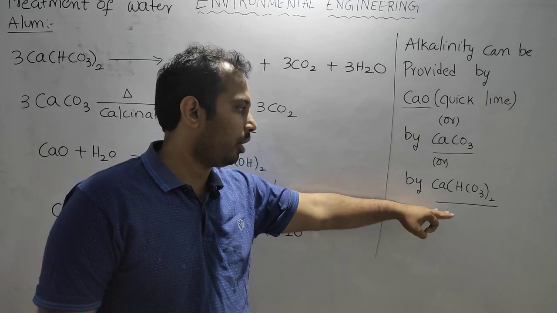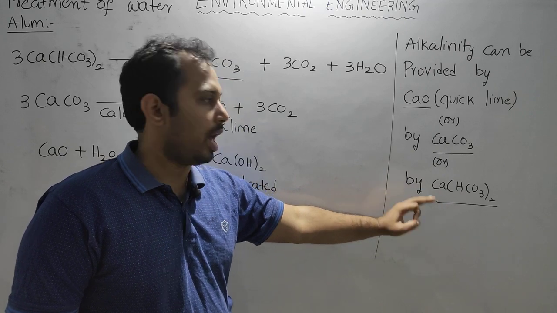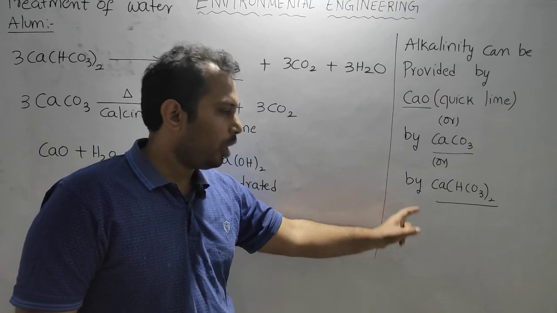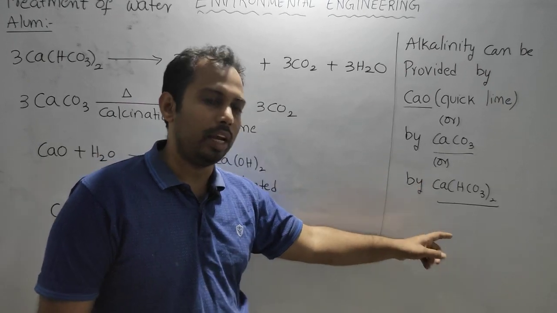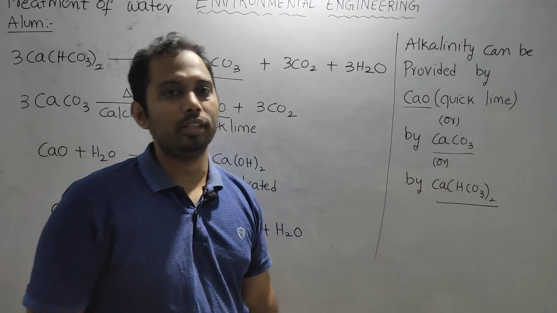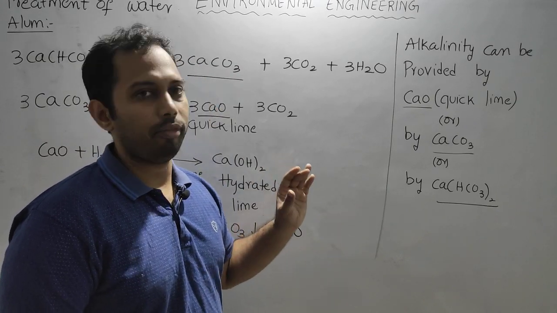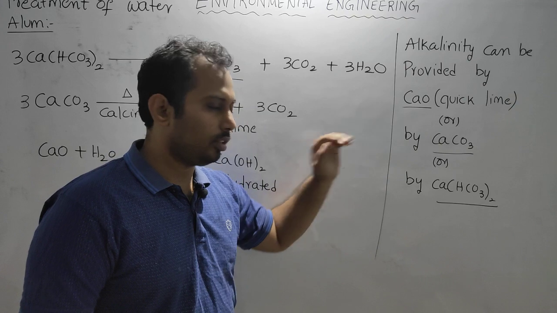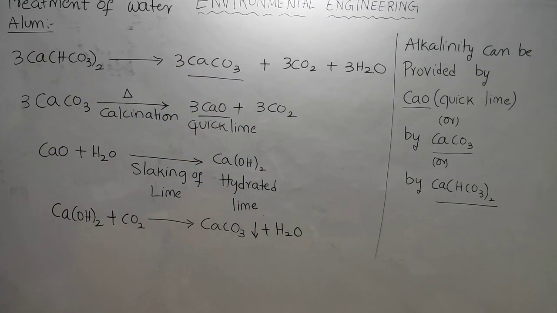Now we have derived one relation, that 1 x mg per liter of alum needs 486 by 666 into x mg per liter of alkalinity as Ca(HCO3)2. In the same manner, what is the need of alkalinity in terms of CaCO3? What is the need of alkalinity in terms of CaO? That we are going to learn.